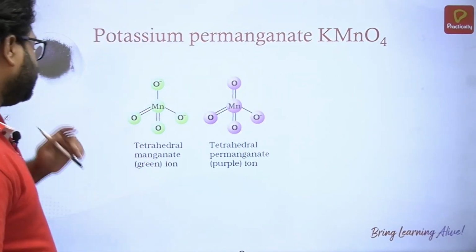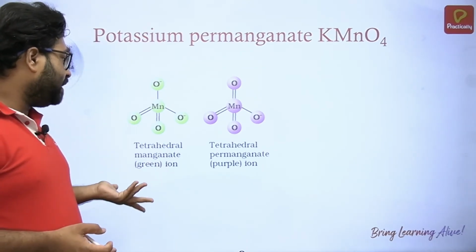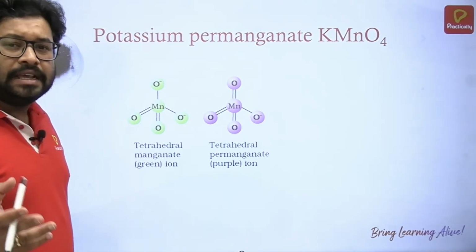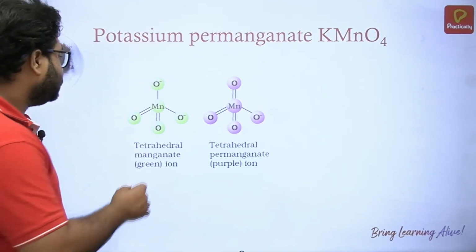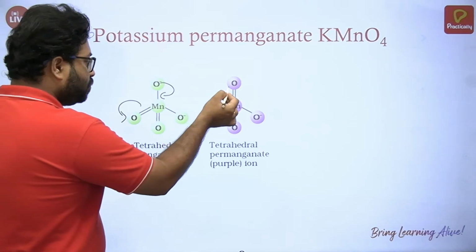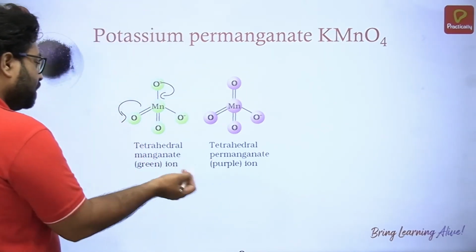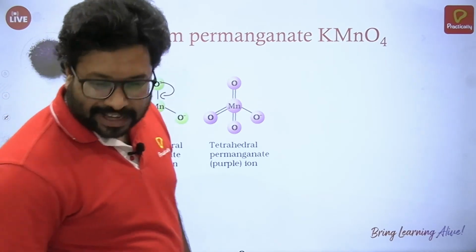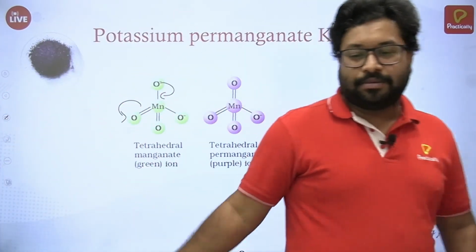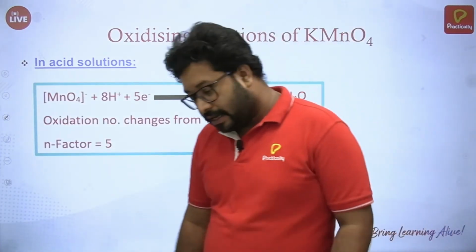The structure of KMnO4 is tetrahedral, and obviously what happens here? There is resonance, so a double bond would come there like that. Tetrahedral permanganate, purple-green in color. I'm not going to discuss the structure much. I'm going to discuss their oxidizing reactions in acidic solution.